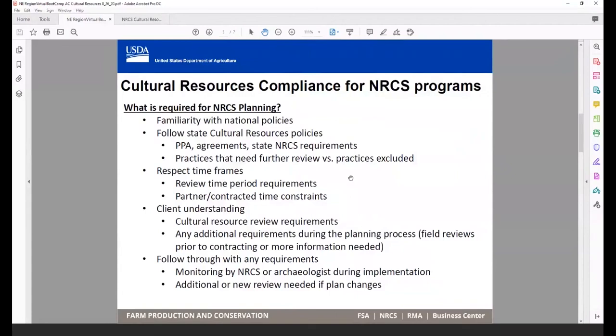And then oftentimes, if a plan changes, then additional or new review is needed. So just to be aware of that. So if you've had your practices reviewed for one location, but they get moved to a completely different field or the installation is in a completely different way, then that probably needs to be re-reviewed, and the whole time frame needs to be considered too.